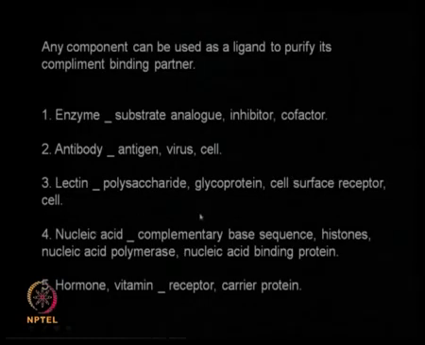If you have a nucleic acid, we can have a complementary base sequence, histones, nucleic acid polymerase, nucleic acid binding protein, and so on. So if you have a hormone or a vitamin, we can have a receptor or we can have a carrier protein. So complementary type of systems.